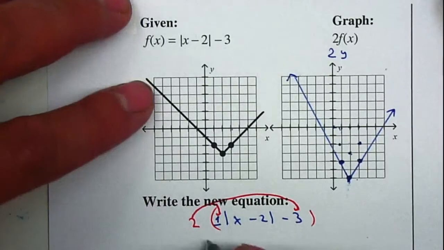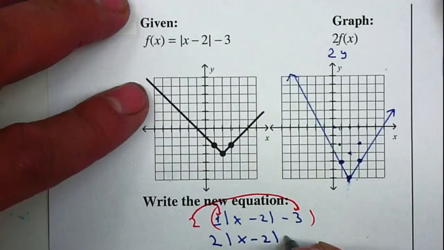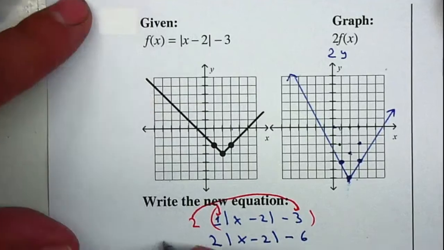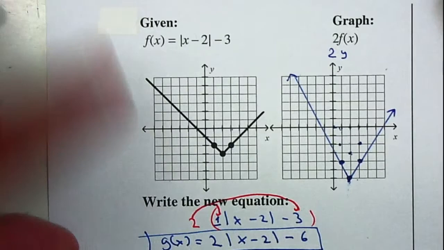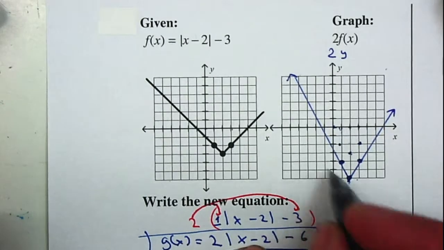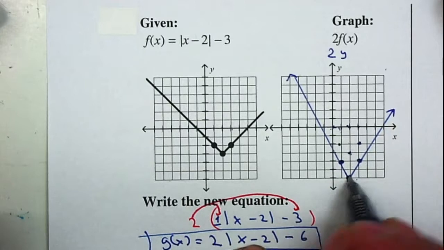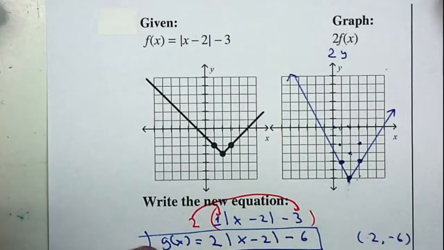So your new function will be 2 absolute value of x minus 2 minus 6, and let's call this g of x. And if you check, your vertex is (2, -6), and it should match. (2, -6), it does. And your a value is 2, and it also matches. So that's your correct answer.